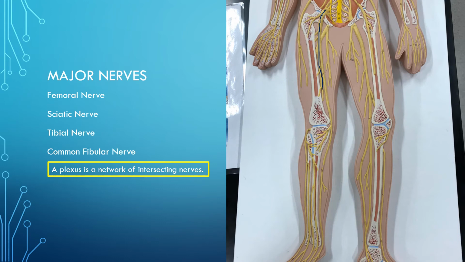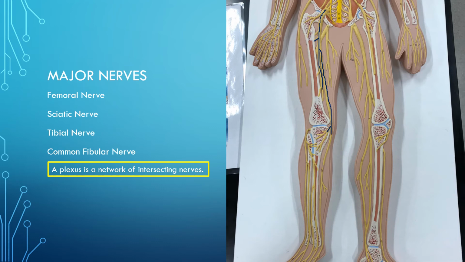A plexus is a network of intersecting nerves. The femoral nerve runs along the anterior aspect of the upper leg, but it has branches that extend laterally, such as these, and medially. So medially it forms another nerve called the saphenous nerve. So you can see it there.